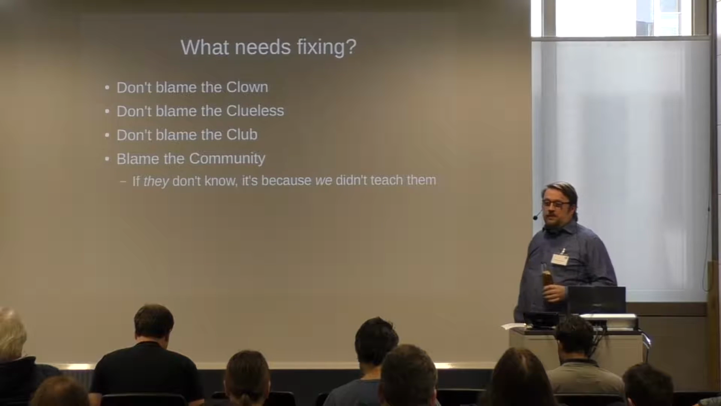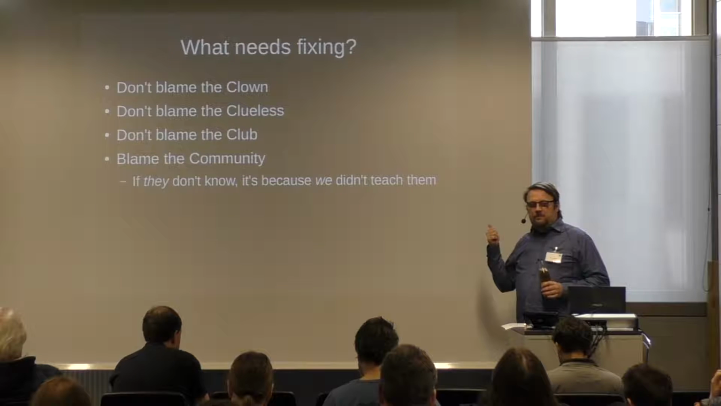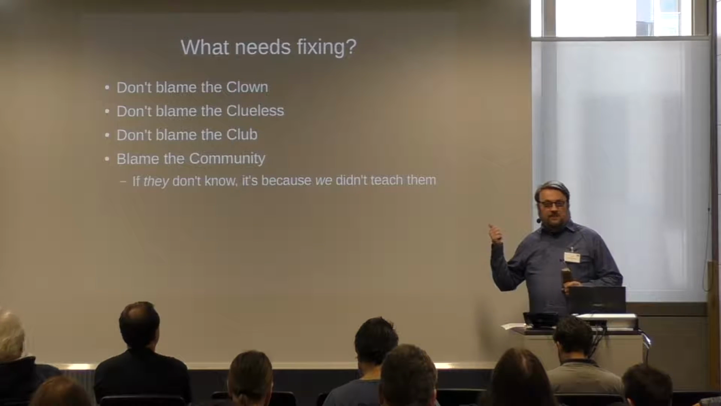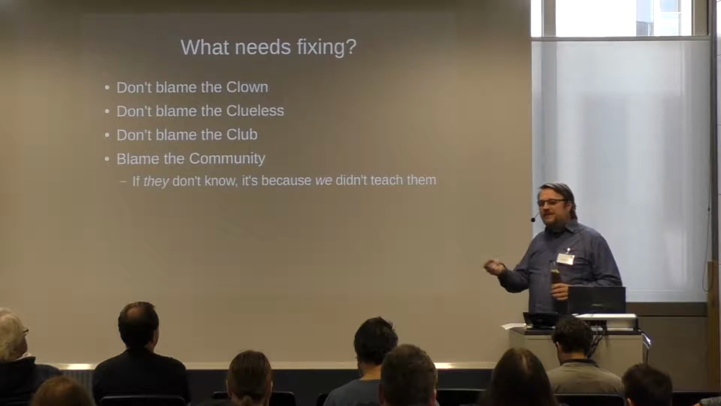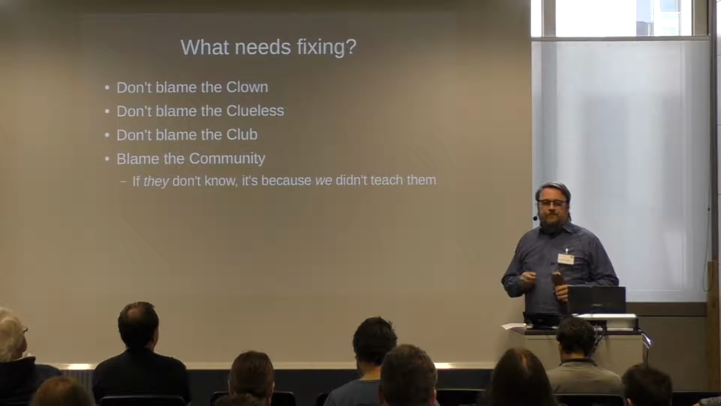There's a community, though. That's us. We should blame ourselves a little bit. And that's exactly what Nathaniel Rubin says. He doesn't blame us. I think we should blame us, because we didn't teach these guys.